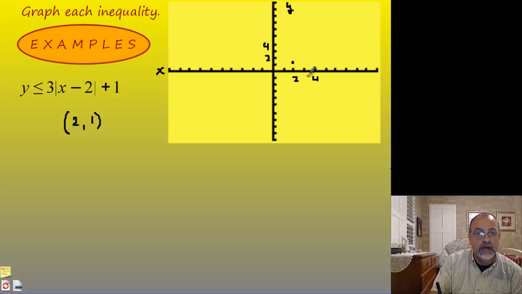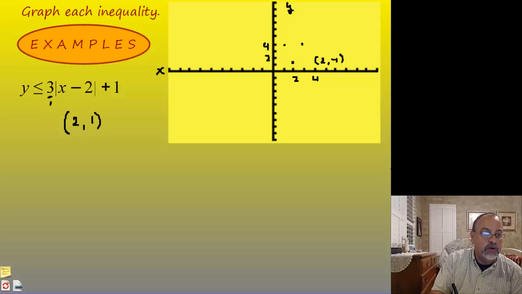And now I'm going to go ahead and graph this, or label this 2, 1. Now I have a vertical stretch of 3, so this is now the slope of my rays. I put the 3 over 1. So from the vertex, I'm going to have a rise of 3 and a run of 1. The absolute value is positive, so I know it's going to open up. So I am going to go up 3 and over 1 for one ray, and then up 3 and over 1 for my other ray.